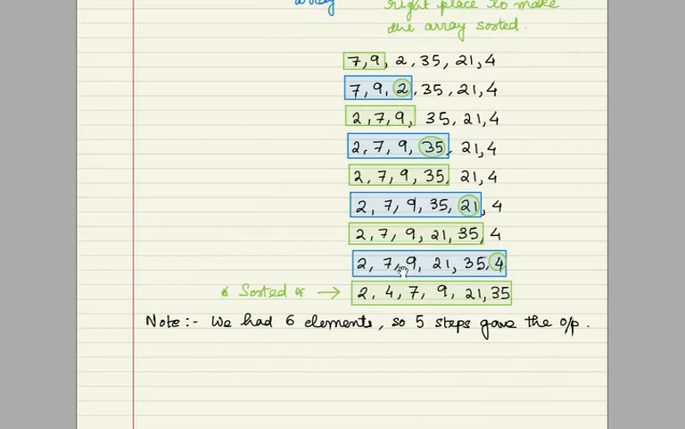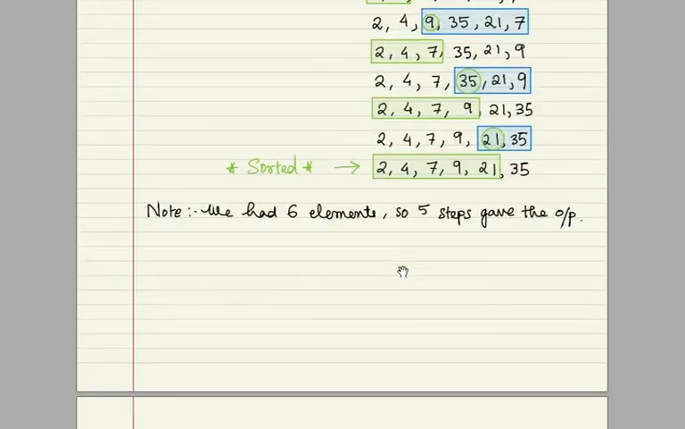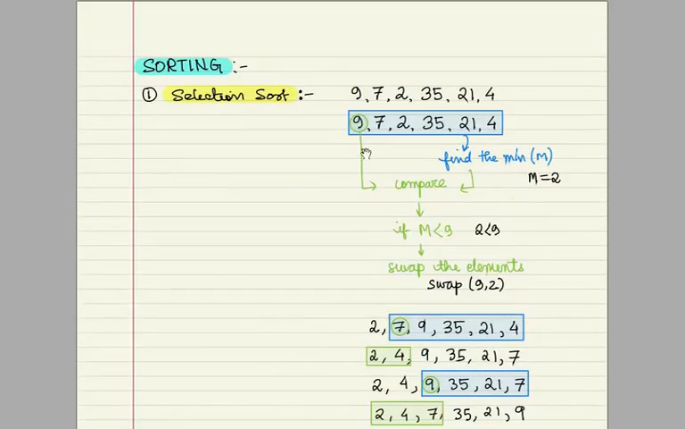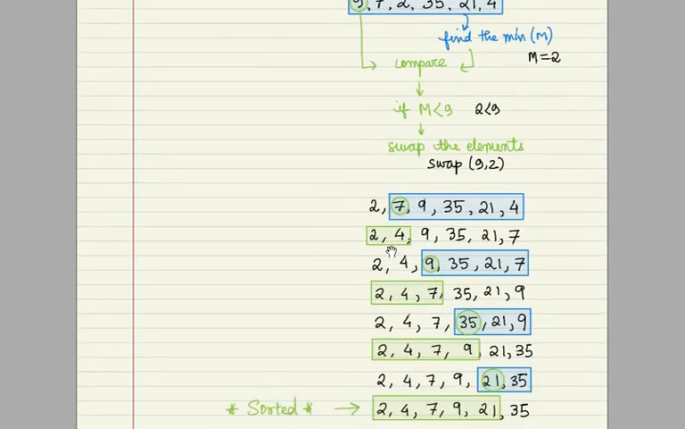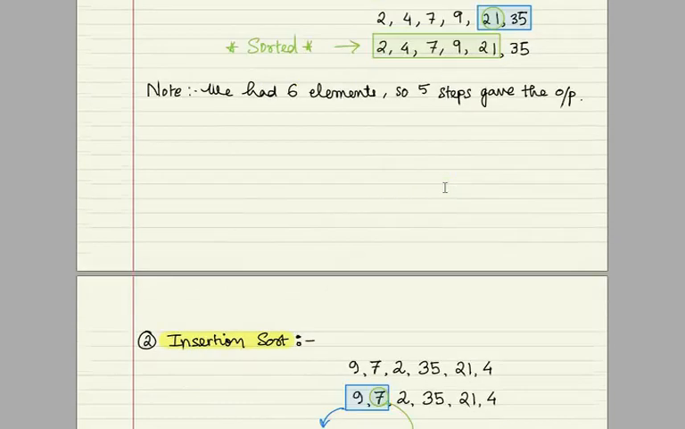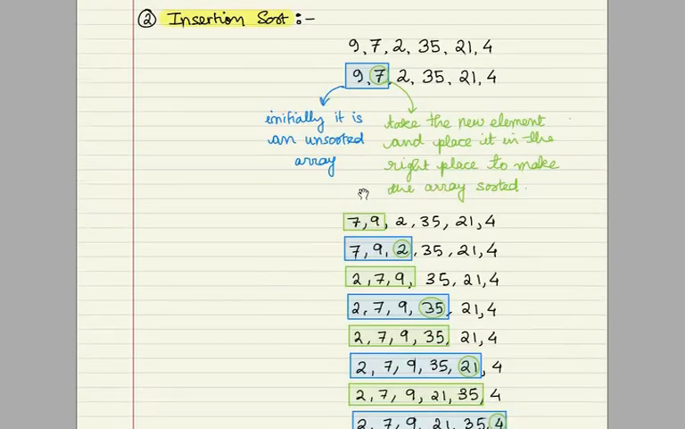All right. But yes, of course it is different from selection sort. Here you can see the first 2 elements that were arranged were 2 and 4, but here you can see the first 2 elements that are arranged are 7 and 9. So of course selection sort took a different path to sort elements, and insertion sort has taken a different path to sort the elements.